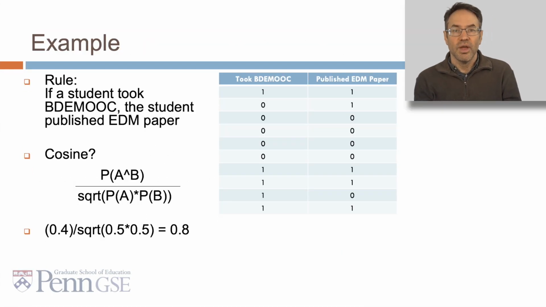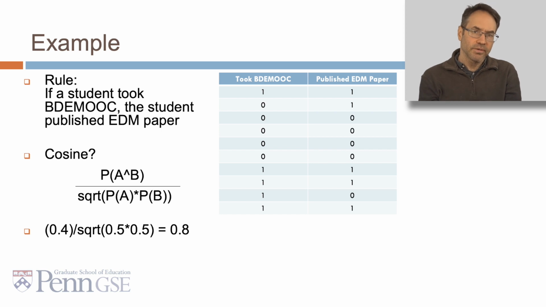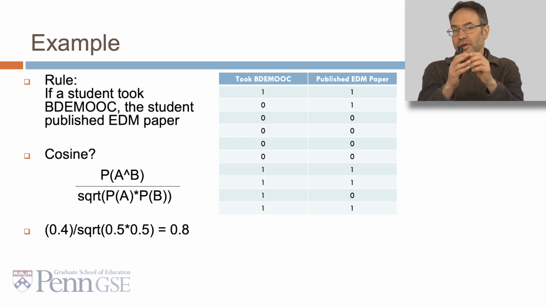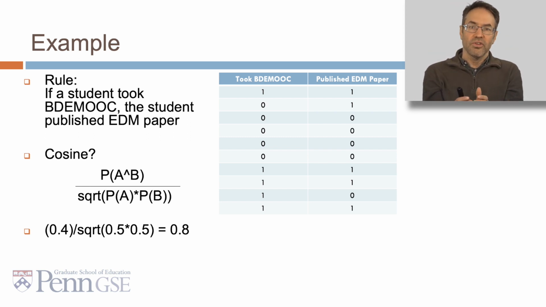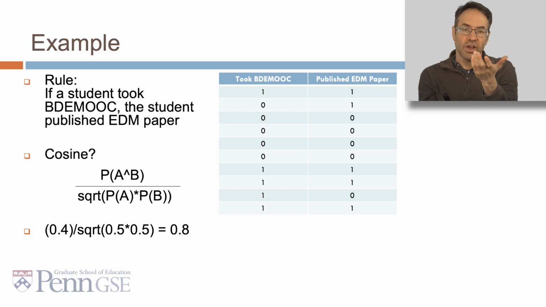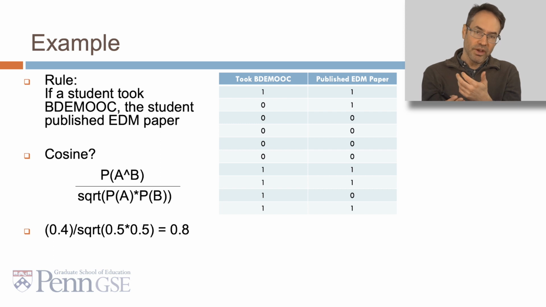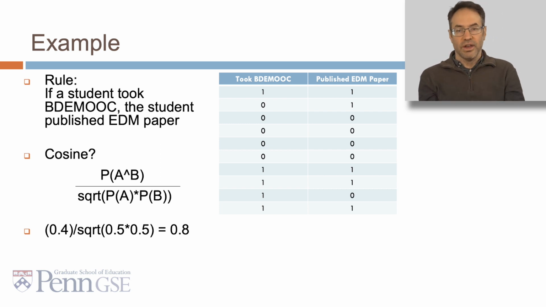So let's look at an example of cosine. Let's take on this table the rule: if a student took BDE1x, the student published an EDM paper. A common thing. The cosine is the probability of A and B over the square root of the probability of each of those two multiplied by each other. So we have 4 of 10 cases divided by the square root of 5 of 10 cases multiplied by each other, which gives us 0.8.